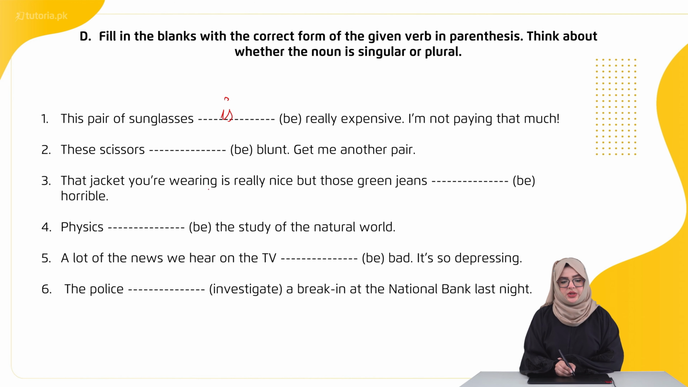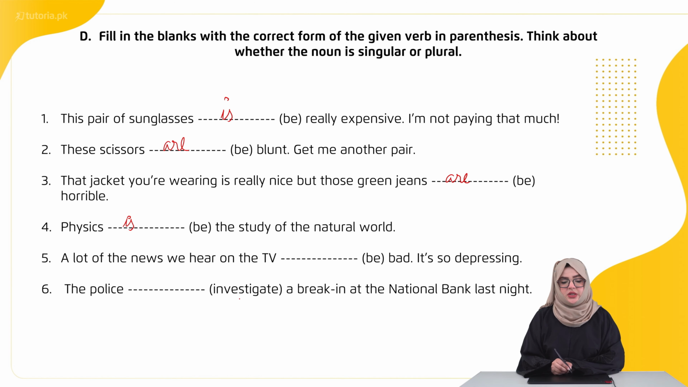Second is, these scissors dash blunt, get me another pair. These scissors are blunt. Third is, that jacket you're wearing is really nice, but those green jeans dash horrible. Jeans है तो are आएगा. Fourth is, physics dash the study of the natural world. Physics is the study of the natural world.